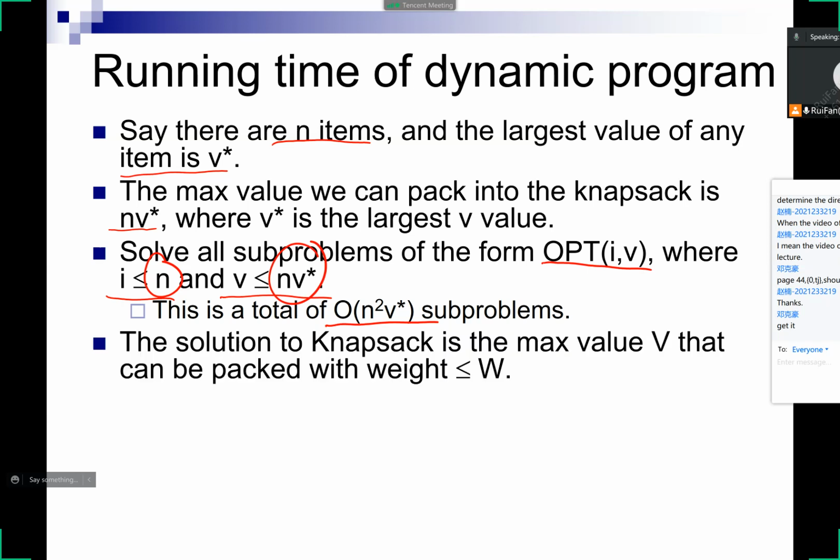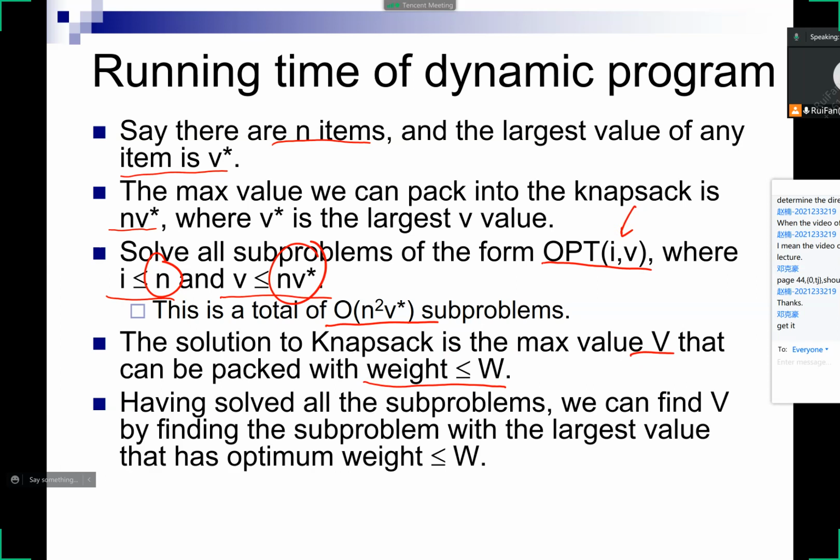Then the solution to the knapsack problem is just the largest value that you can achieve, assuming that the weight you computed here is no more than W. After you solve all of these subproblems, you can compute your optimum value by looking through all of your subproblems when you're allowed to use any items, and looking for all of these V's which are less than your maximum value, such that this opt is less than W.